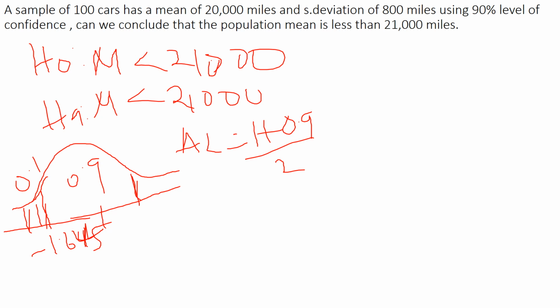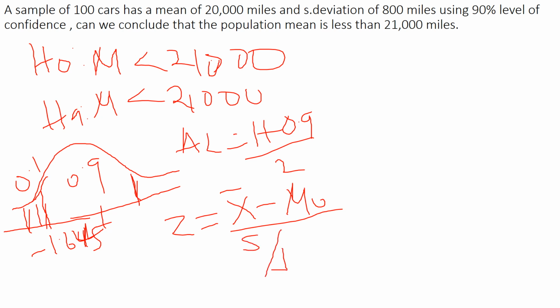So now with that in mind, we need to calculate and test our hypothesis using the z statistic. Our z is going to be given by our sample mean, minus the hypothesized mean, divided by the standard deviation divided by the square root of the sample size. The reason why we are using z is because our sample size is greater than 30.